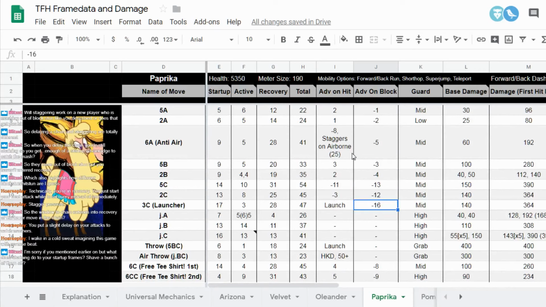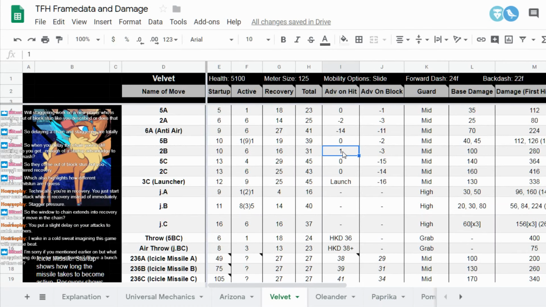Instant block shaves off 3 frames of block stun, so moves that are minus 2 become minus 5, moves that are minus 1 become minus 4, minus 5 becomes minus 8, and so on and so forth. Counter hits add 6 frames of hit stun, so 5B goes from plus 3 on hit to plus 9, which means that you can link out of it, because if the opponent is still in hit stun and you have a fast enough move, you can hit them while they're still in hit stun, and that's called a link, and it will be a true combo. So if you frame trap with 5B, then you can confirm into jab as Paprika. If you frame trap with Velvet 2B, you can confirm into jab, and so on and so forth.